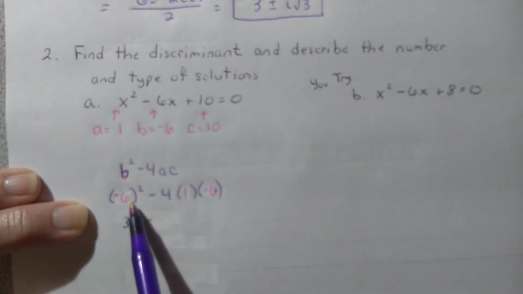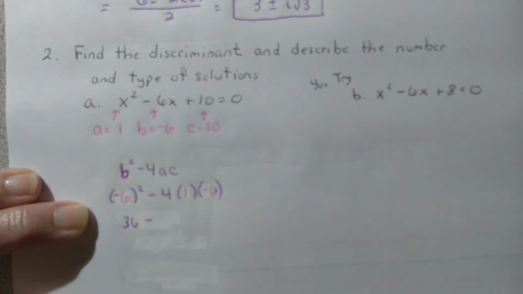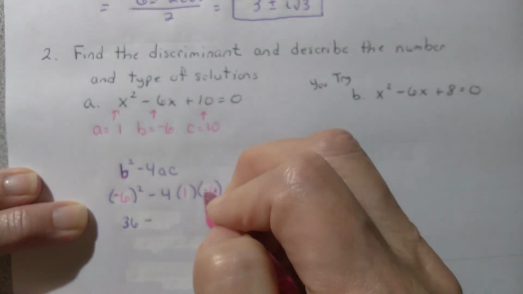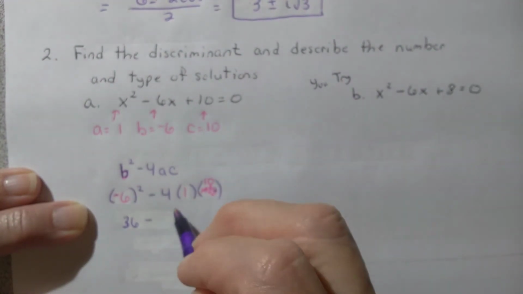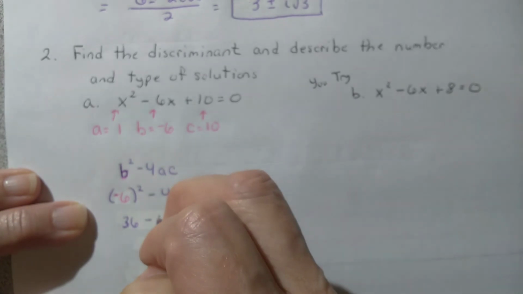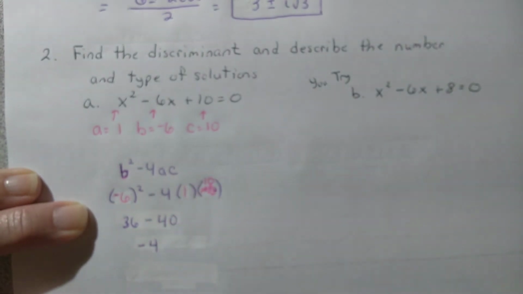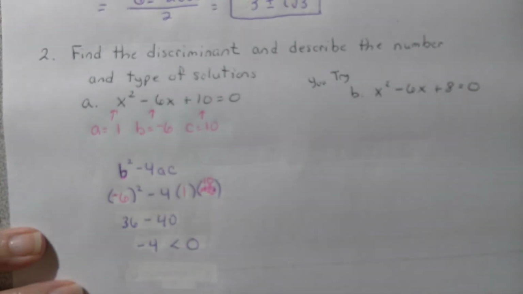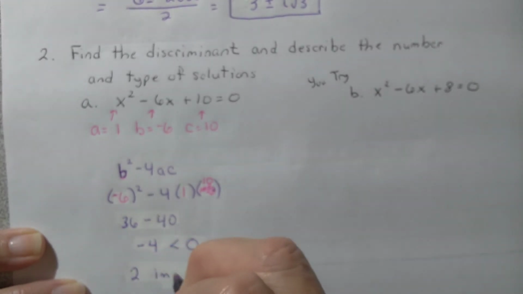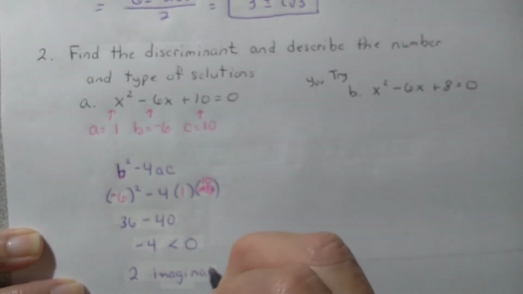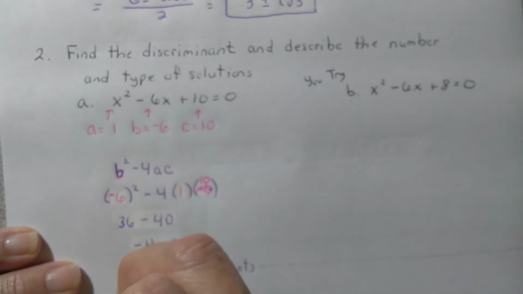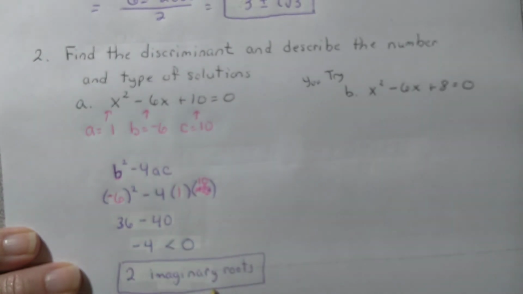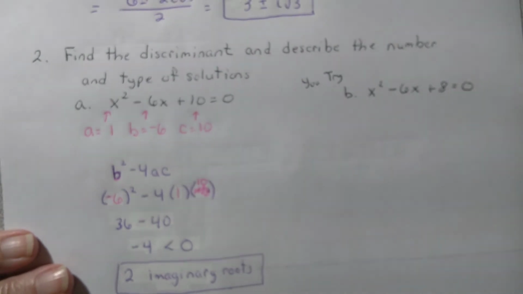Let's see, did I plug those in correctly? I got an A. Oops, nope, that wasn't a negative. Sorry about that, my bad. That should have been a 10. There we go. Easy to make mistakes like that. 4 times 1 is 4, times 10 is 40. If I subtract those, I get a negative 4. That happens to be less than 0. If you will look at that up on the chart that I gave you earlier, less than 0 means I'm going to have 2 imaginary roots, answers, solutions, whichever you would like to call them. I will call them today roots. Please also remember, this is not going to be hitting the x-axis because they are not real.